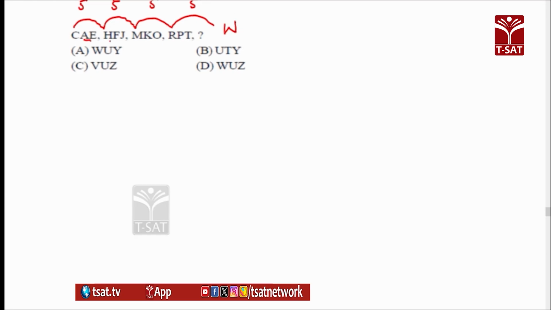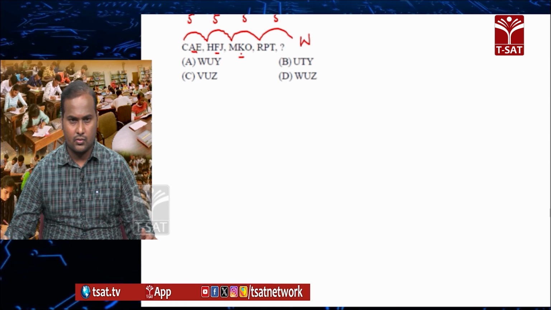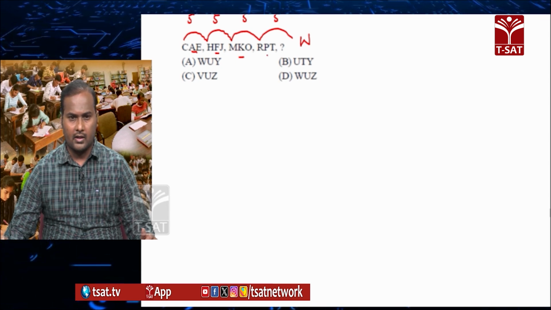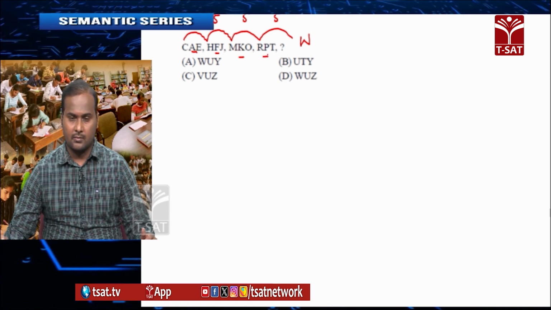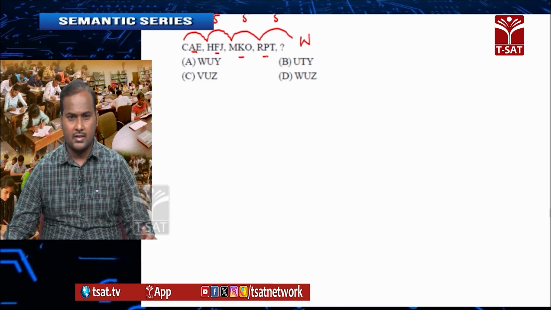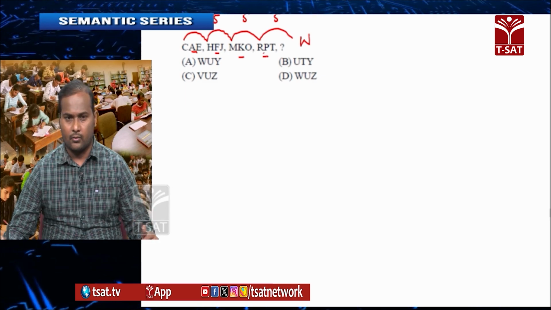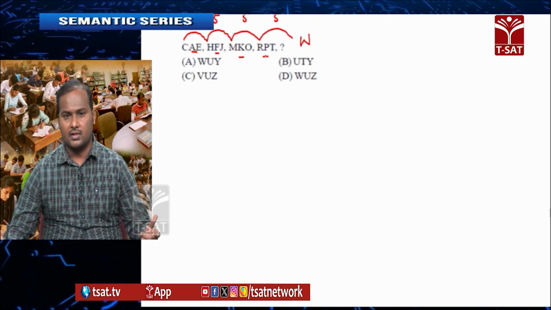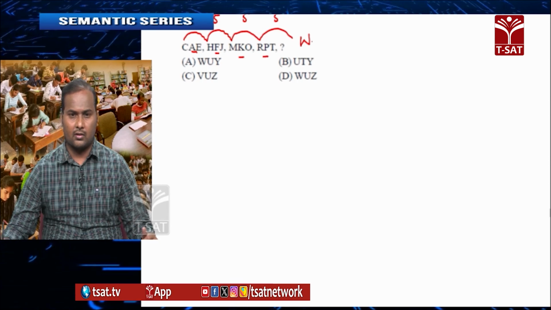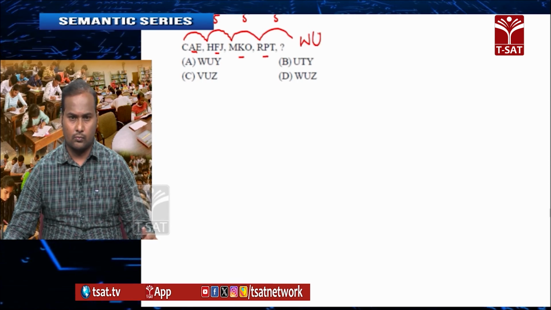See here, A to F: A is 1, F is 6, so increasing by 5. Again F to K: F is 6, K is 11, so increasing by 5. Again K is 11, P is 16, increasing by 5. Again P is 16, you have to increase by 5: 16 plus 5 is 21, so 21 is U.